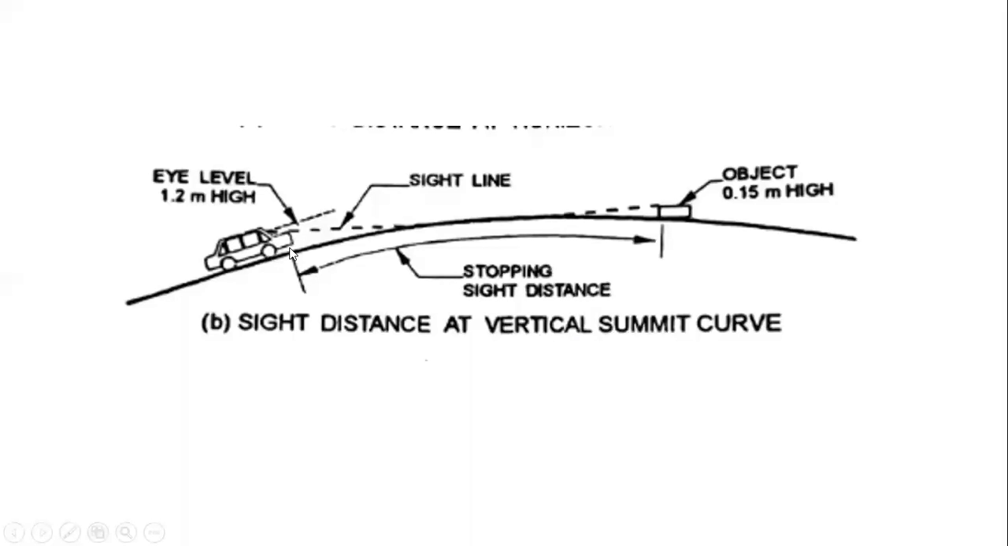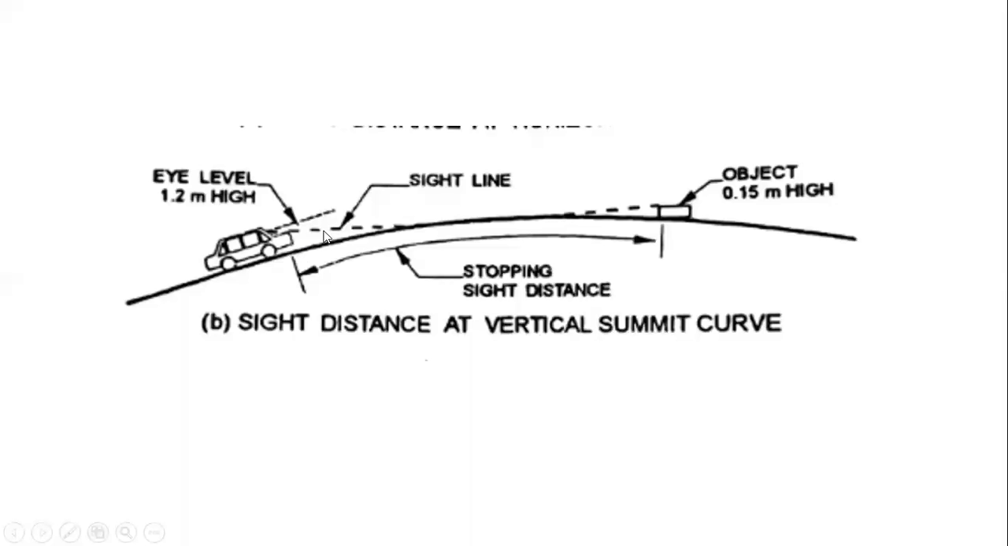So what happens, the driver is driving as usual, right? You can see his sight line, as well as you can see the eye level. That is his eye level. So generally the driver's eye level is taken as around 1.2 meter above the surface of the road. Generally the eye level of the driver is taken as 1.2 meter high.